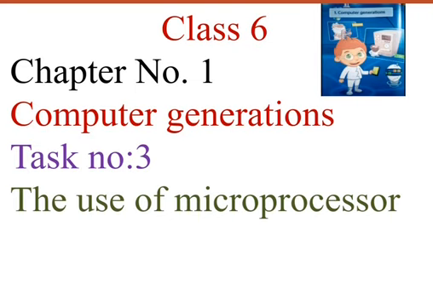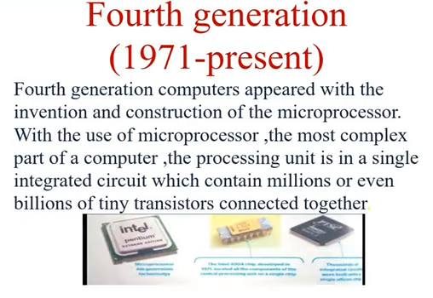Today students, we are going to start our chapter number 1, computer generations, and its task number 3, the use of microprocessors. First of all, we will discuss 4th generation computers, and its time period is 1971 to present. 4th generation computers appeared with the invention and construction of the microprocessor.